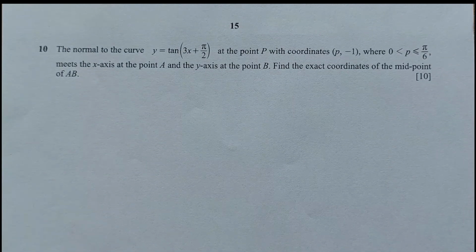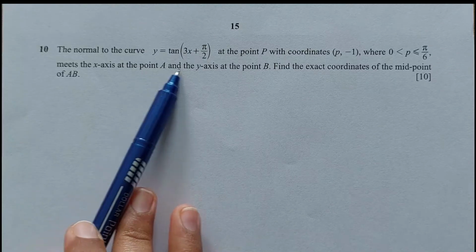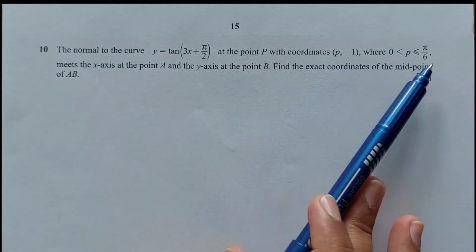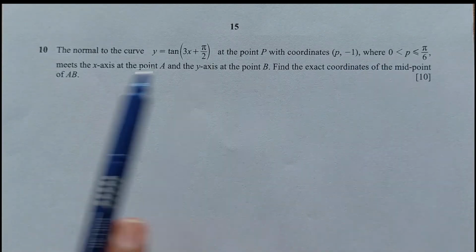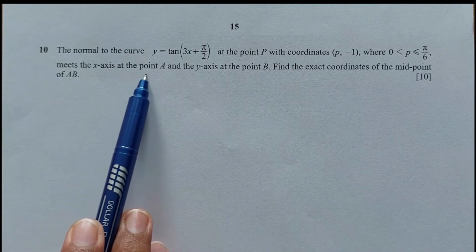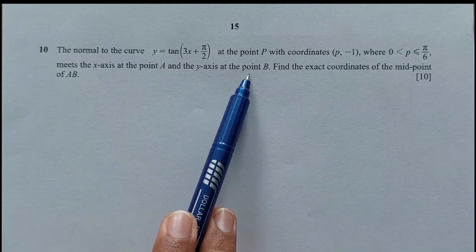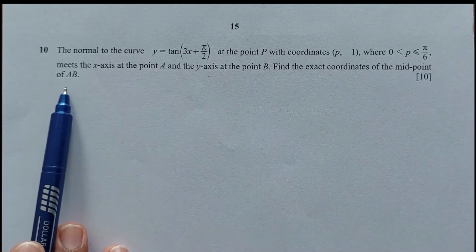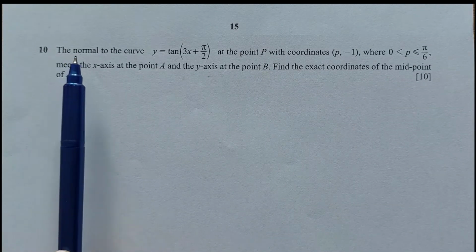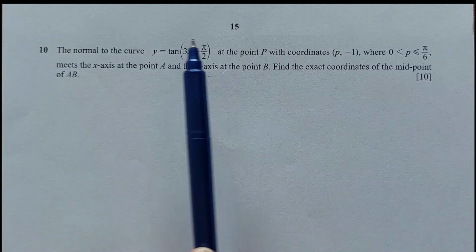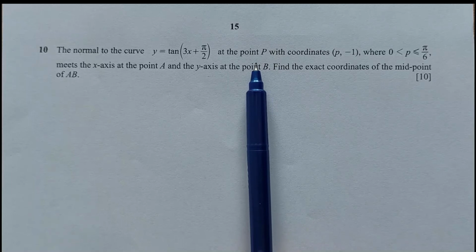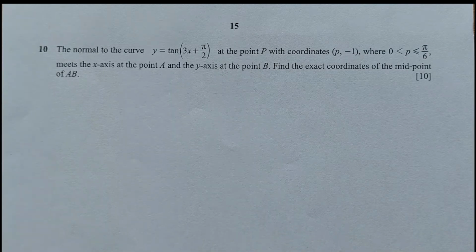Question number 10. The normal to the curve at a point P with the coordinates P, minus 1, where P is between 0 and pi by 6, meets the x-axis at point A and the y-axis at the point B. Find the exact coordinates of the midpoint of AB. Right. So first, we have been given the information that the normal to this curve is at a point P with a coordinate like this. So first we need to find the coordinates for point P. Let's do it step by step.